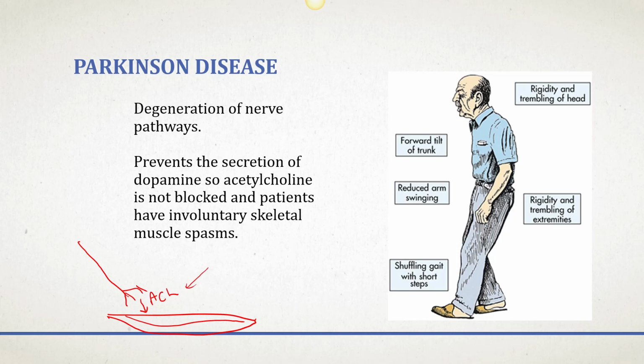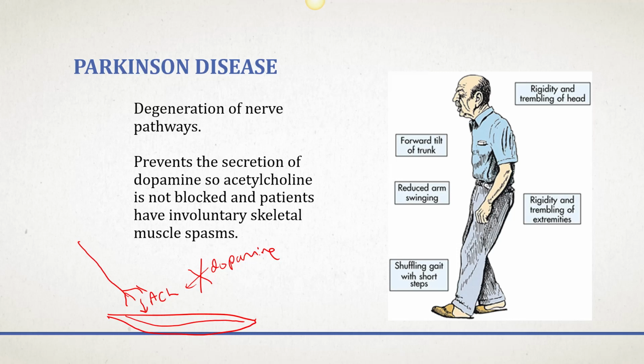Dopamine comes in and blocks the effects of acetylcholine. So eventually, you're going to stop contracting this muscle. But if dopamine is blocked, then acetylcholine remains in this synapse and it keeps telling your muscles to contract.